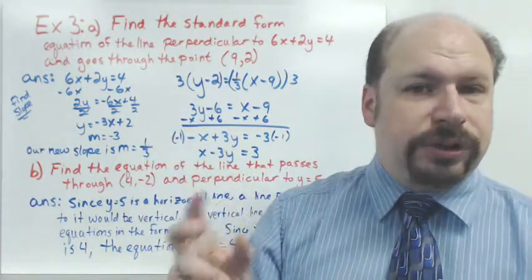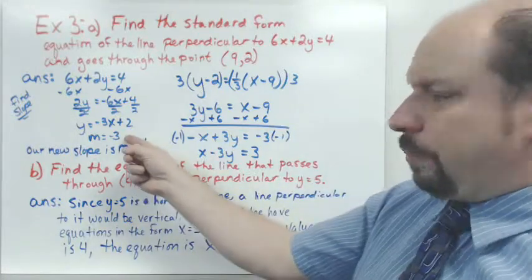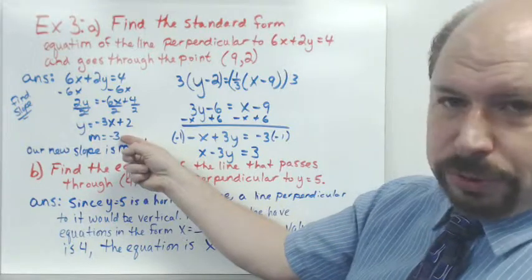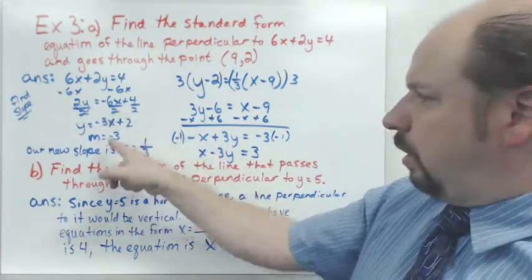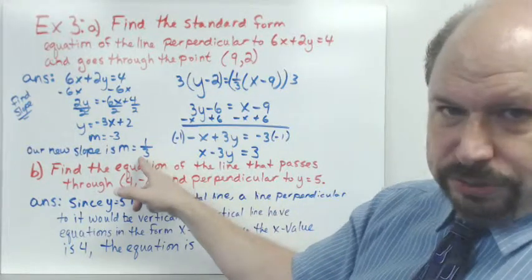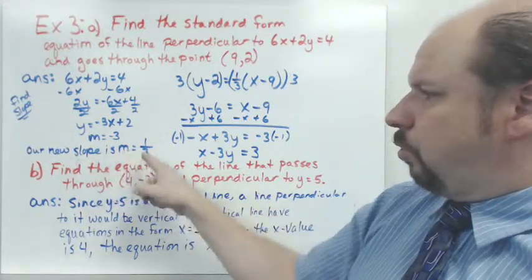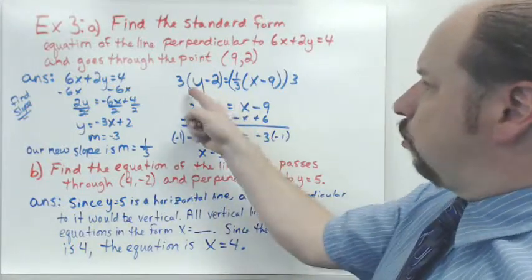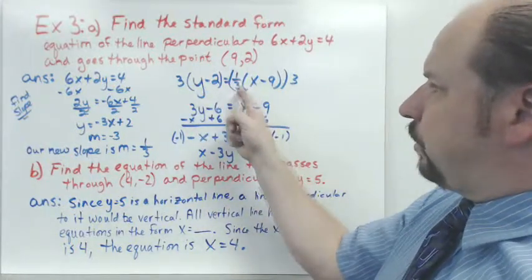So remember, we need to find the opposite reciprocal. And remember, any whole number we can write as a fraction over 1. So the reciprocal of 3 would be 1/3. And since this one is negative, our new slope is going to be positive. So our new slope is m = 1/3. So write your equation using your point and your slope.